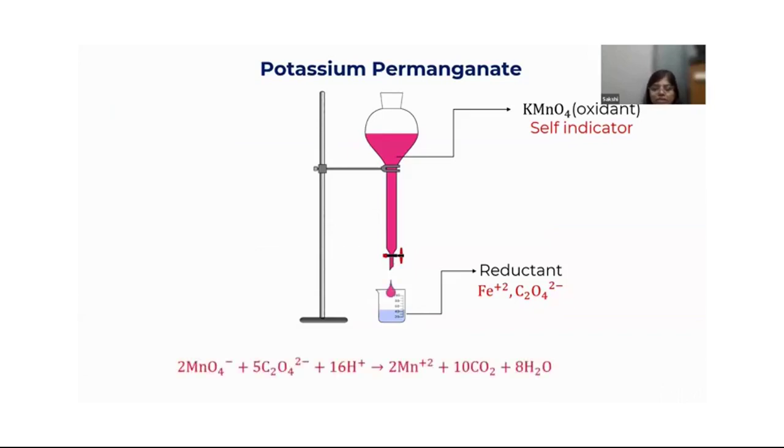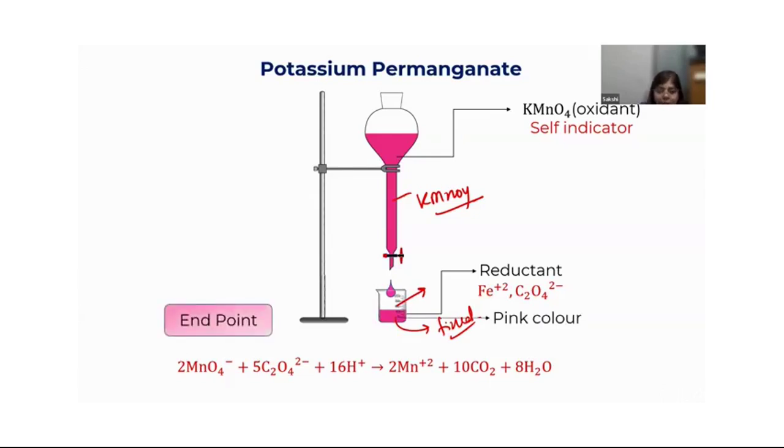So when we add it, this is the equation that you can see. You can compare the charges, like who is getting oxidized and who is getting reduced over here, right? So the titration helps us to find out what amount of KMnO4 is required to reduce the amount of the reductant here, because this value over here is fixed, right? So this would give you pink color at the end point.